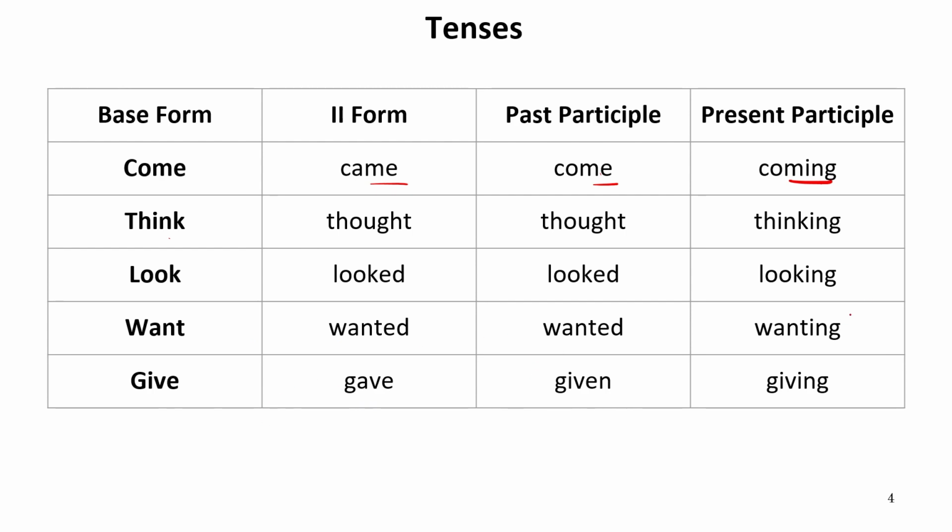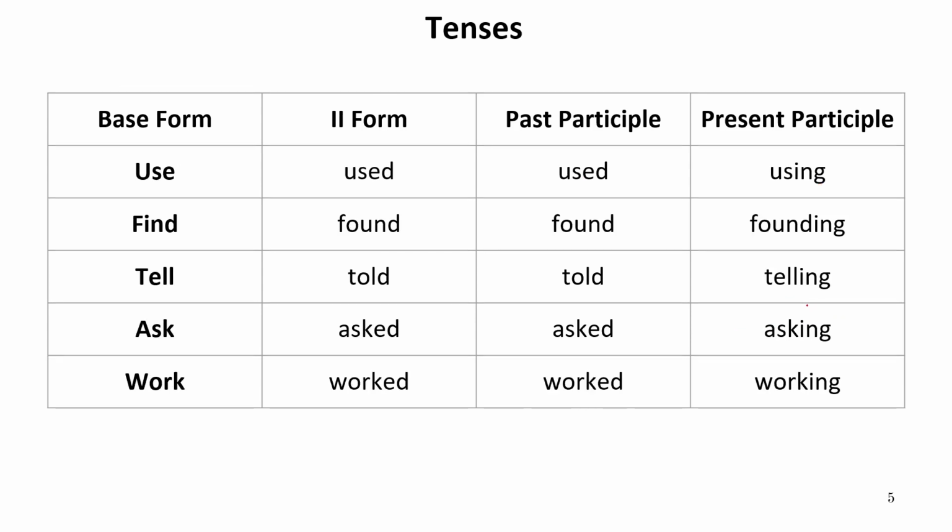Give, gave, given. Now this word wanting is rarely used. Then use, used, using. Find, found, finding. Now some other word is like found. This is also a verb which is in base form. Now the second form of this is founded, and the third form is also founded. Found means to establish something.